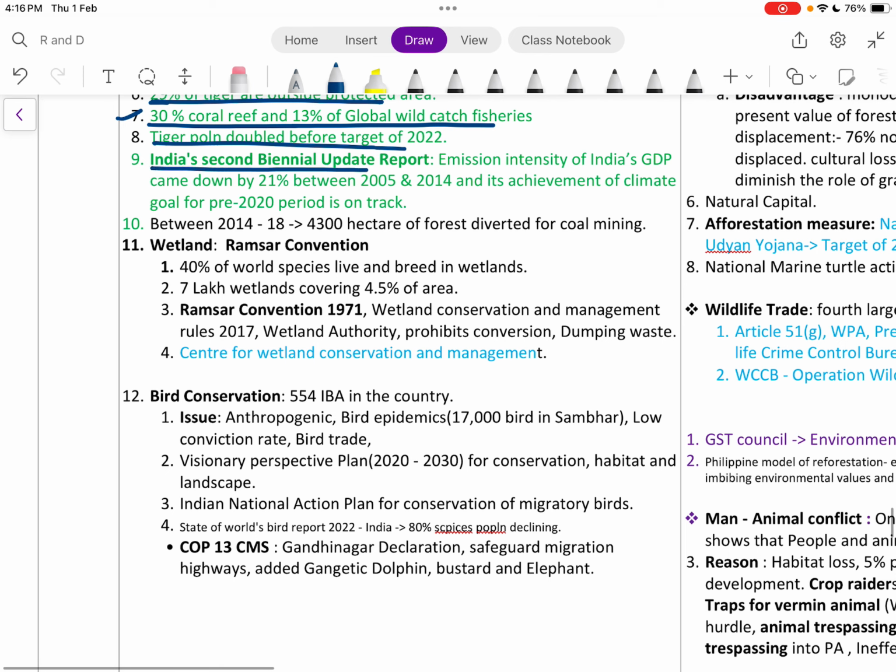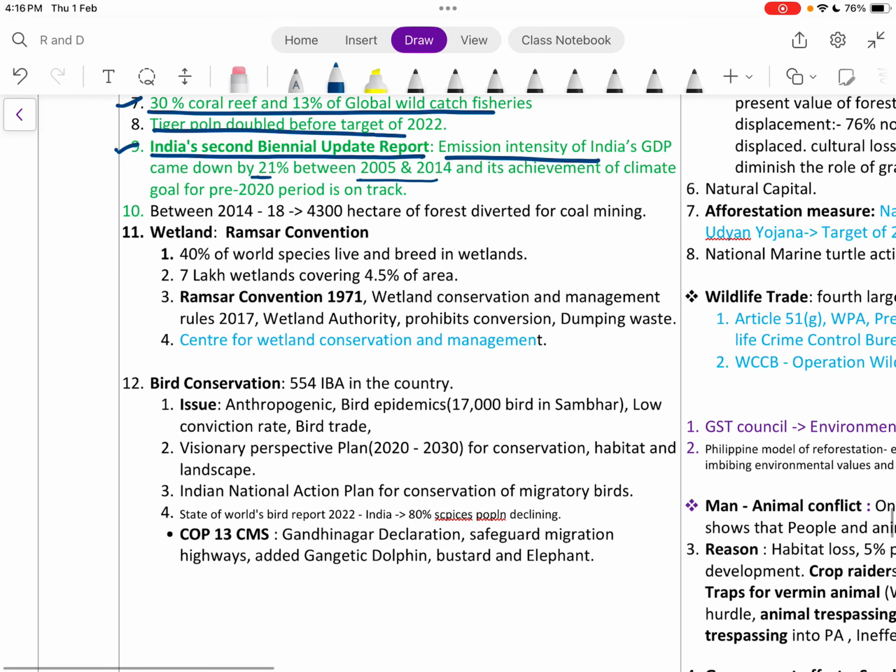India's second Biennial Update Report: emission intensity of India's GDP came down by 21% between 2005 and 2014, and its achievement of climate goals is on track.